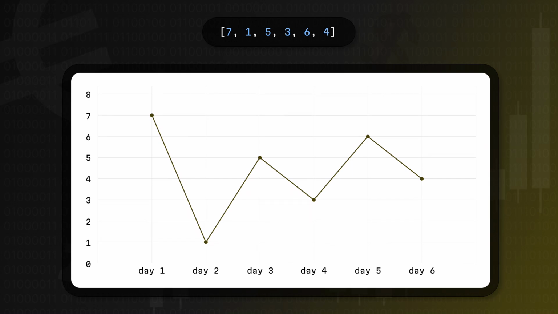We define two variables: maxProfit initialized to 0 and minPrice initialized to a very large number, something higher than any price on the chart, like 99. We begin with the price 7. Since it's the very first number we see, we set it as our initial min price.